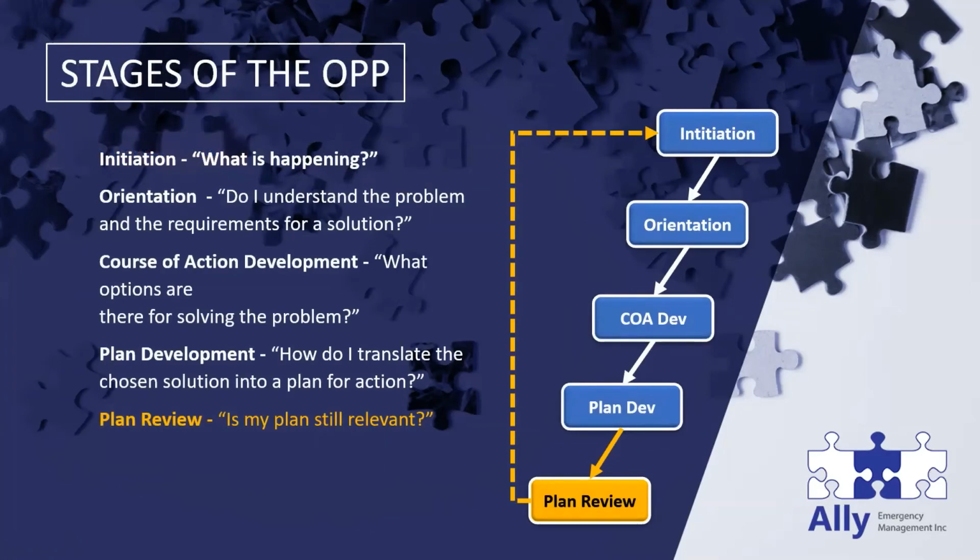The final stage of the OPP is the plan review. And that answers the question, is my plan still relevant? We talked earlier about the fact that the OPP never stops. It just keeps on going in this cyclical manner. And you've got to constantly compare that against the changing reality of the problem that the plan was designed to solve. If you don't, it becomes static, it then becomes stagnant, and at some point, it's no longer going to be applicable.